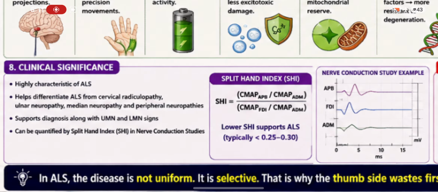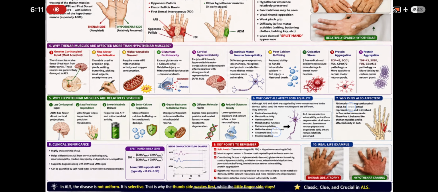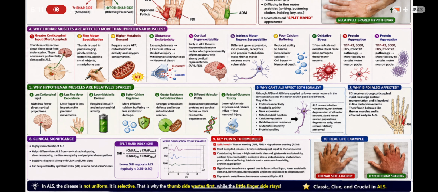In summary, the split hand phenomenon is characterized by preferential wasting of the abductor pollicis brevis and the first dorsal interosseous muscles, with relative preservation of the abductor digiti minimi. The most widely accepted explanation is the selective degeneration of corticomotoneuronal pathways supplying the thenar muscles. Additional contributing mechanisms include fine motor specialization, higher metabolic demand, glutamate excitotoxicity, cortical hyperexcitability, mitochondrial dysfunction, oxidative stress, impaired calcium buffering, intrinsic motor neuron vulnerability, and abnormal protein aggregation. The hypothenar muscles are relatively spared because they receive fewer corticospinal projections, have lower metabolic demands, perform fewer precision movements, and possess biological characteristics that provide greater resistance to degeneration.